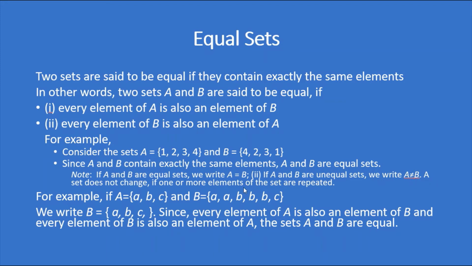A set does not change if one or more elements of the set are repeated. For example, if A = {a, b, c} and B = {a, a, b, b, b, c}, we write B = {a, b, c}. Since every element of A is also an element of B and every element of B is also an element of A, the sets A and B are equal.